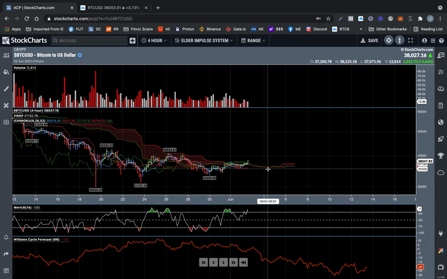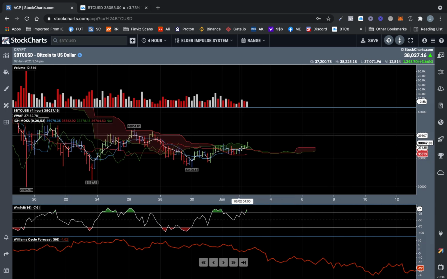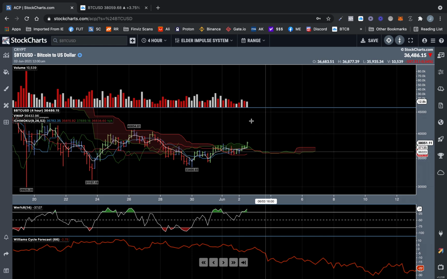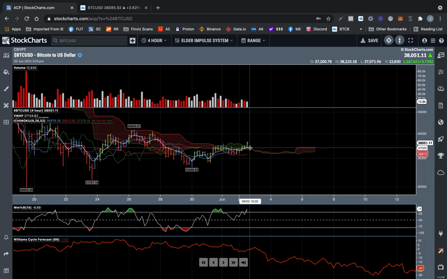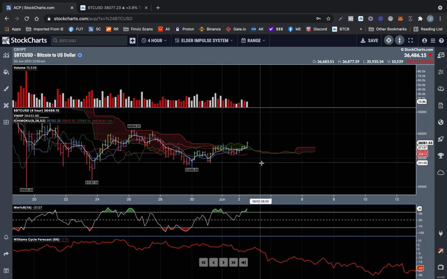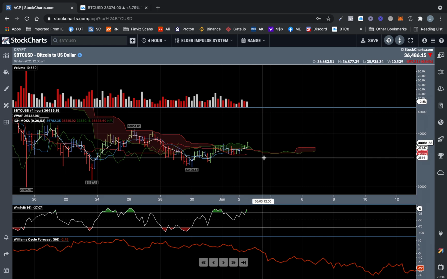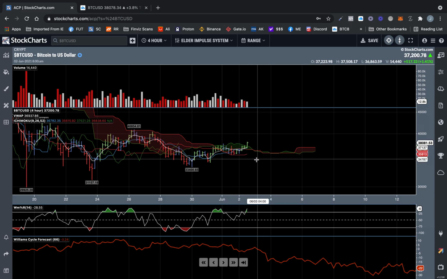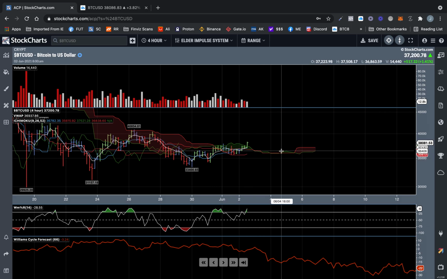Short term, it looks bullish right now. Your candlestick, your price action, is above your Ichimoku cloud on a 4-hour time frame. Now it's probably going to retest it. As long as it stays above it, that's bullish. But if it breaks back down below it, that's a bearish signal. Short term, that's not super long term.